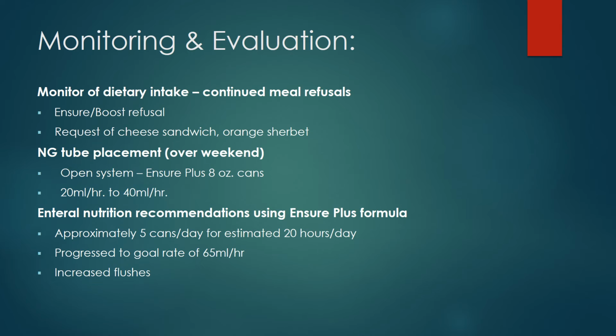The enteral nutrition recommendations for the period when she was on the Ensure Plus: in order to meet her full daily needs, her goals, she would need to have consumed 5 cans a day for an estimated 20 hours per day. So that allows a little bit of time to be off of it for various tests or procedures going on, or to bathe her. But she did progress to a goal rate of 65 milliliters per hour eventually, and then her flushes were also increased to ensure that she was getting enough fluid but not fluid overload.